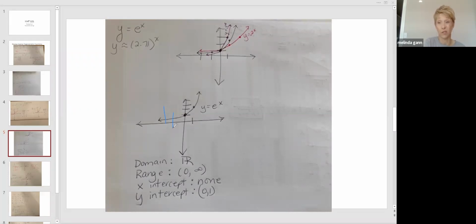Now, is it a 1-to-1 function? Well, think about it. Now I've got to not only pass the vertical line test, I've got to pass the horizontal line test. But again, if I drew horizontal lines, wouldn't they all just cross at one point? So this is a 1-to-1 function. Now, domain, remember, the x values. If you made a t-table, what kind of x values would give you numbers?